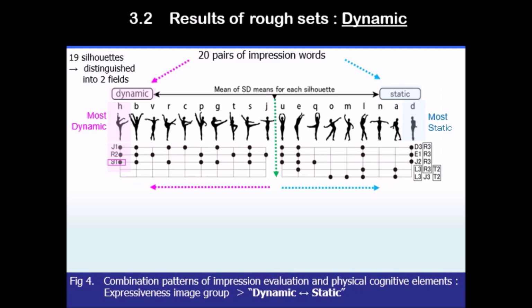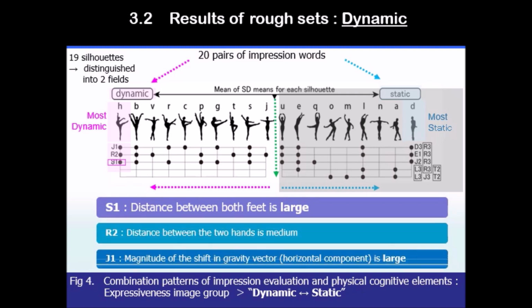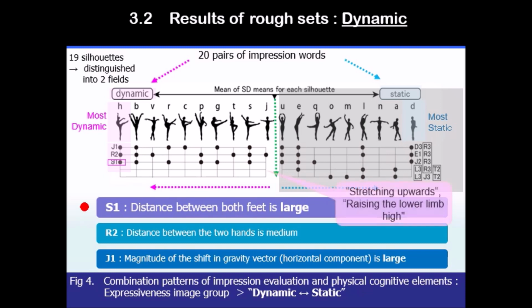I will explain dynamic first. The silhouette of H had the highest SD rating value. In other words, viewers evaluated H as the most dynamic pose. The characteristics extracted for dynamic were S1, R2, and J1. S1 means the distance between both feet is large. The characteristics of dynamic are related to the elements of stretching upward and raising the lower limbs high.